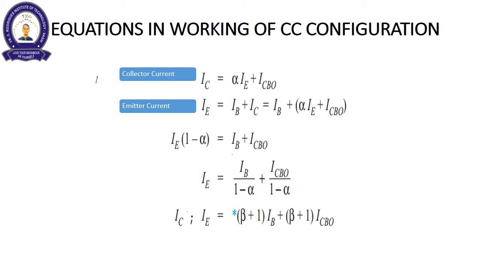Working of the common collector configuration. Collector current is given as alpha times IE plus ICBO, where IE is the emitter current, ICBO is the reverse saturation current, and the net current that you get, IC almost equal to IE, is (beta plus 1) times IB plus (beta plus 1) times ICBO. Beta and alpha are the current gains.